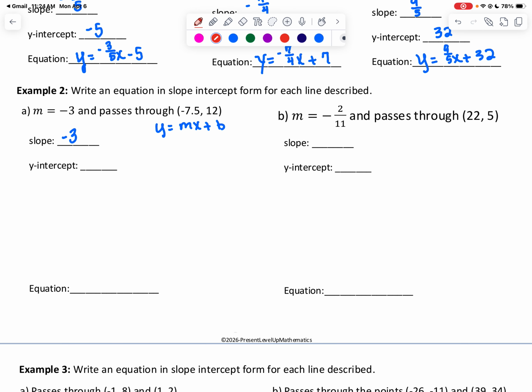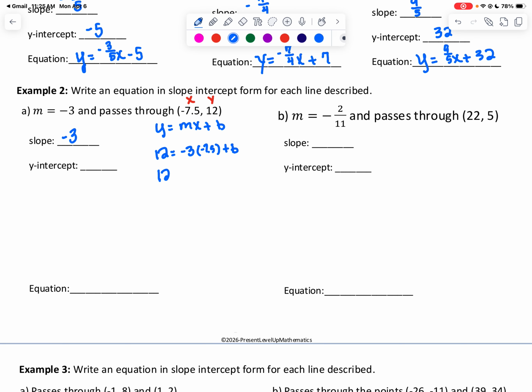So what you're going to do is label this as your x and this is your y. Then we're going to plug in our m, our x, and our y and solve for b. So let's do that. For the y, I plug in a 12. For m, I plug in -3. For x, I plug in -7.5. And for the b, we do not know what it is. So we're trying to solve this equation for b.